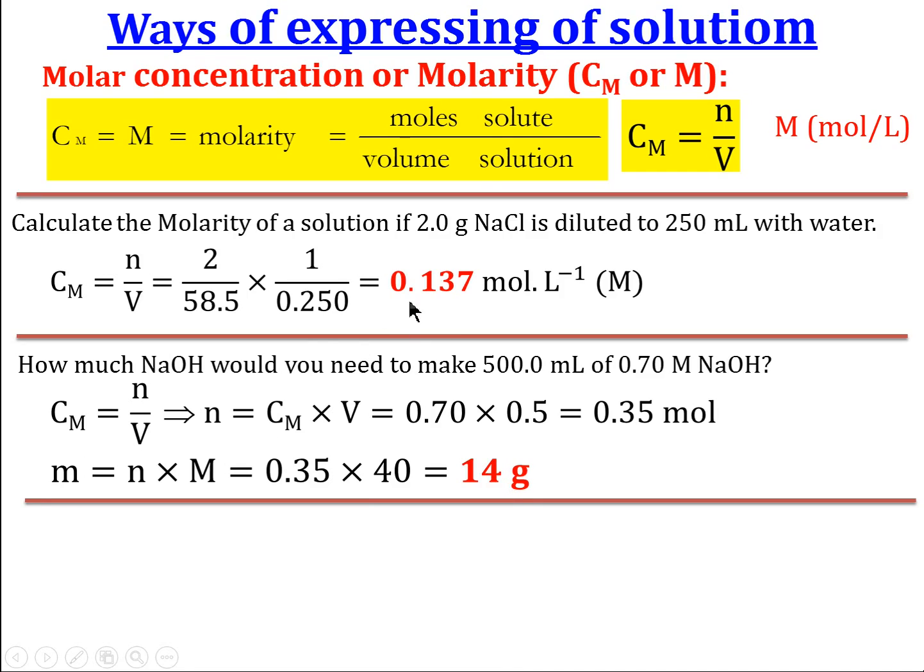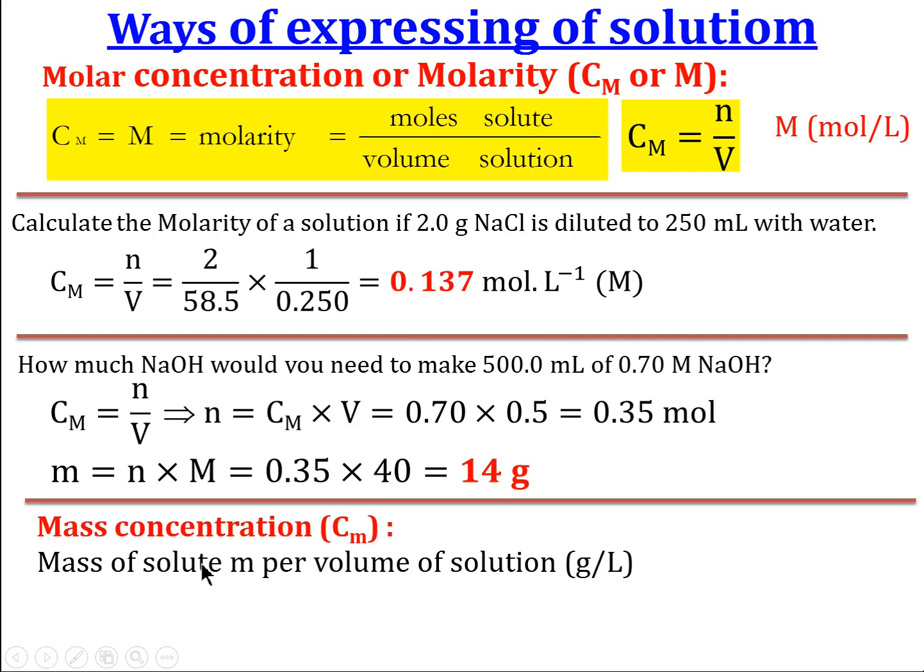What is the meaning of a solution of 0.137 mole per liter? That means in 1 liter of the solution we have 0.137 mole of the solute NaCl.